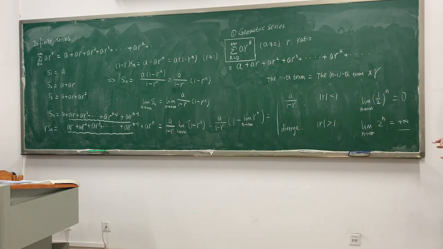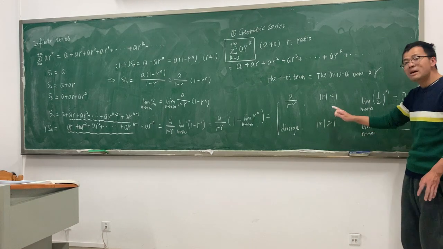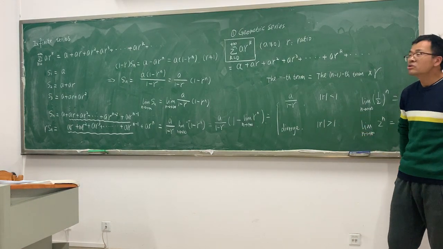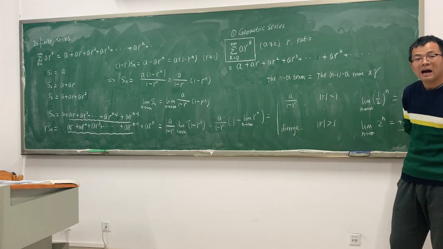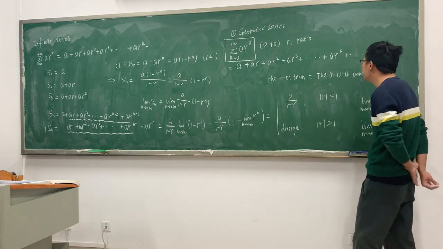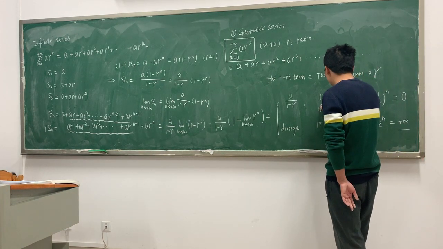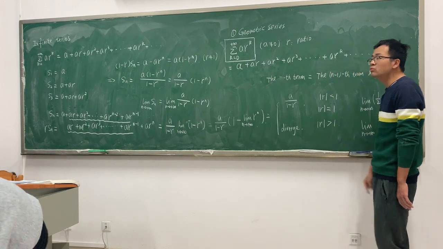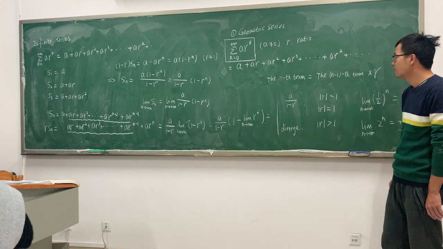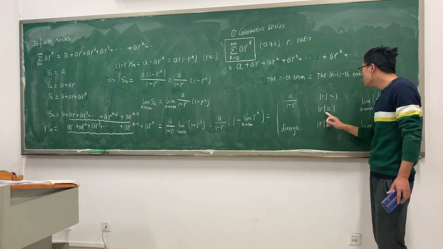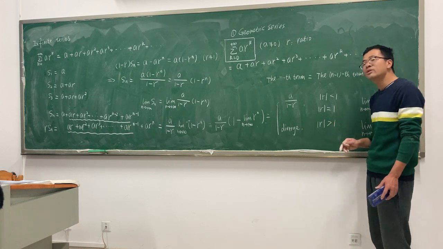So now we have a question. Here we considered the absolute value of r less than 1 or greater than 1. Now, what about the absolute value of r equal to 1? So, the absolute value of r equal to 1, we actually have two cases.